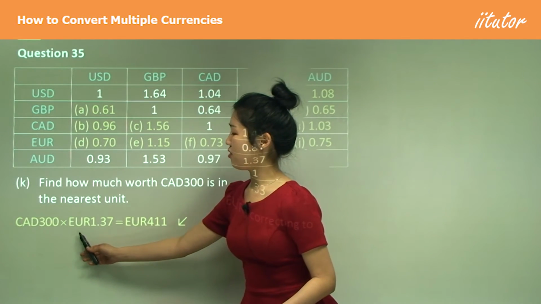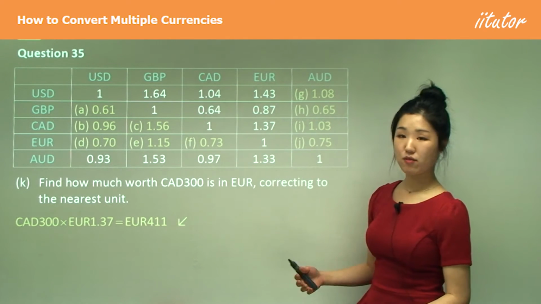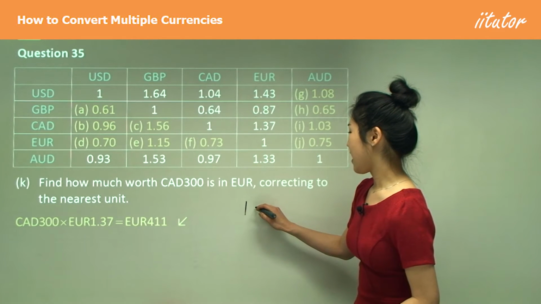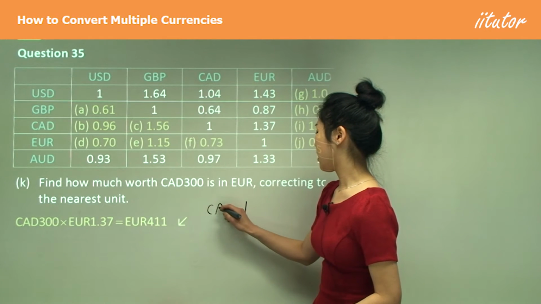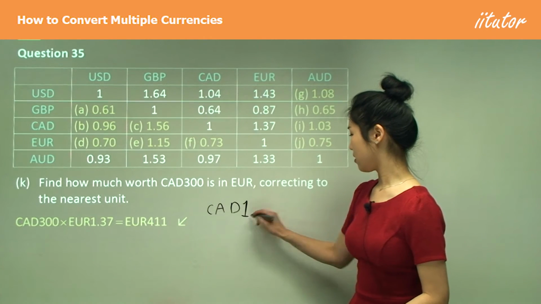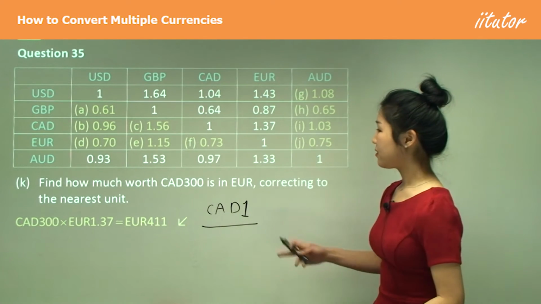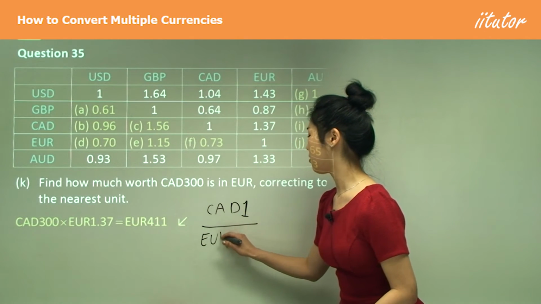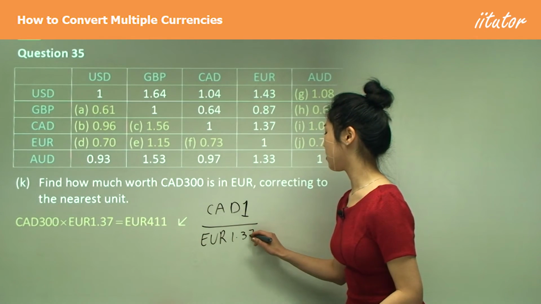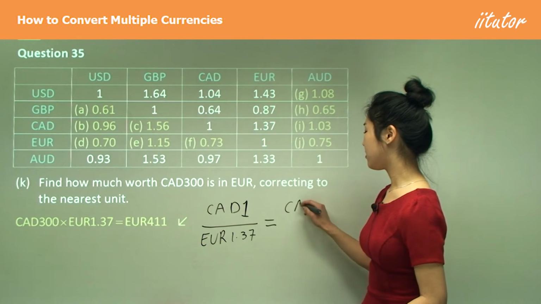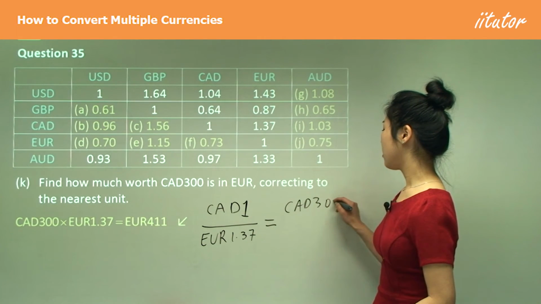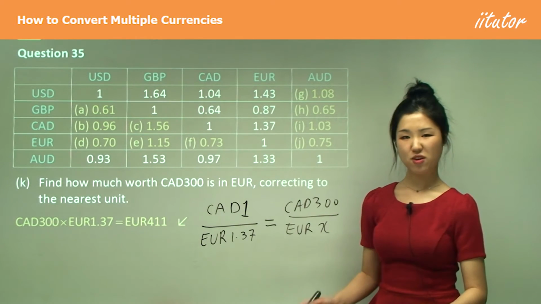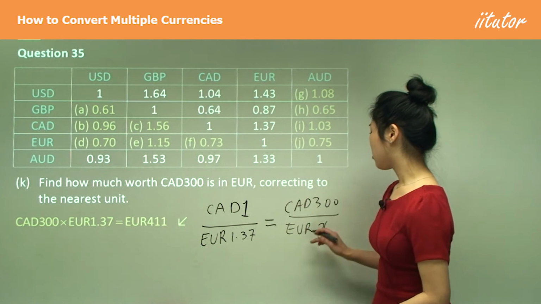CAD equals to EUR times 1.37 because, watch this, I'll show you how this comes about. 1 CAD, so I'll just call it CAD 1 over, we'll use the ratio. So 1 CAD buys 1.37 EUR. But we want to know how much CAD 300 buys in euro, say X. You can get rid of the units if you like. So again, we do cross multiplication.